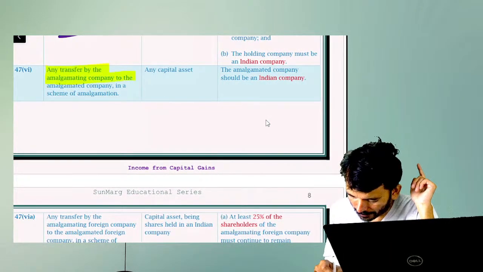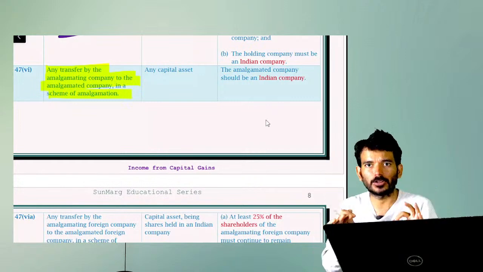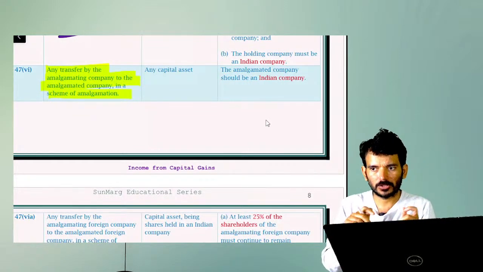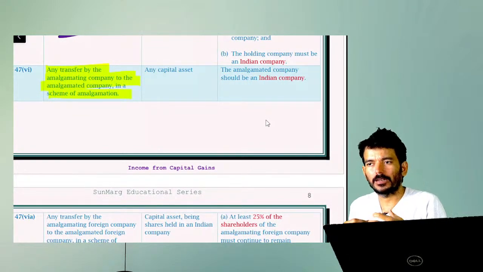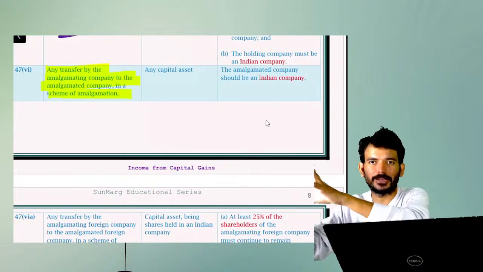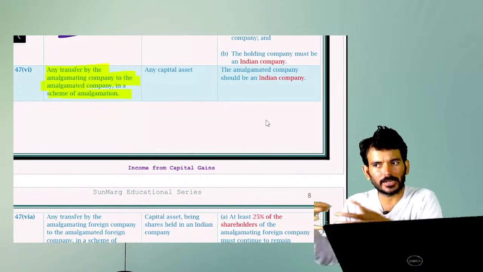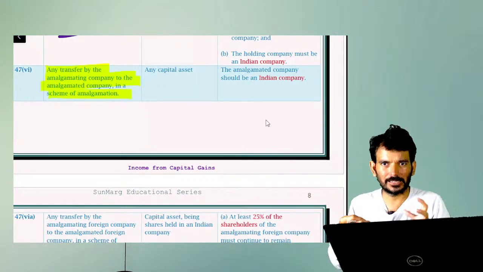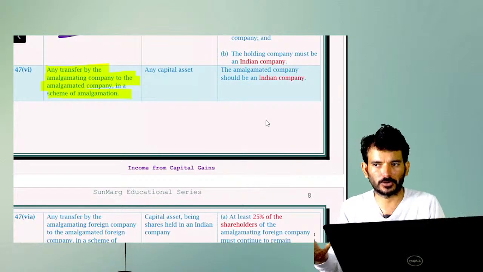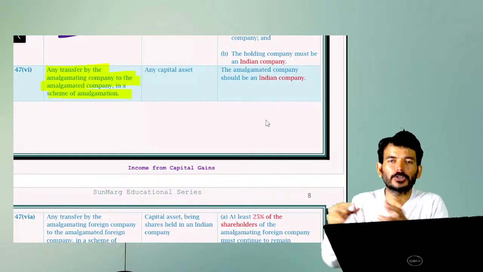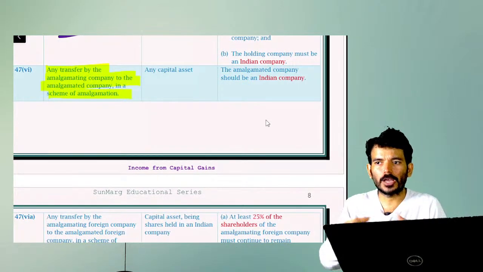Any transfer by the amalgamating company to the amalgamated company, same logic. Like I'm X Limited, and I am getting absorbed by Y Limited. So all assets will be taken by them, right? So is it a transfer? No, not a transfer, because there is an amalgamation, you can say absorption also. So all my assets are going to that company, right? So should I pay tax?